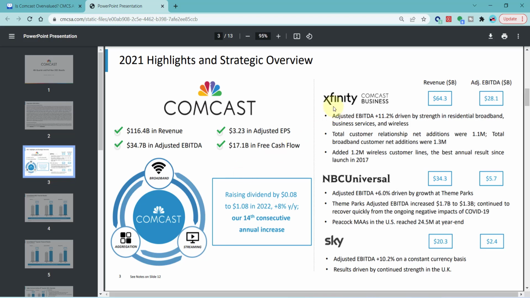The cable broadband business is kind of like a utility. It just steadily churns along. All of us are going to need broadband for the foreseeable future, and they supply broadband to millions of households, primarily in the US.